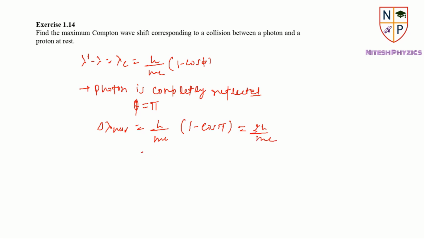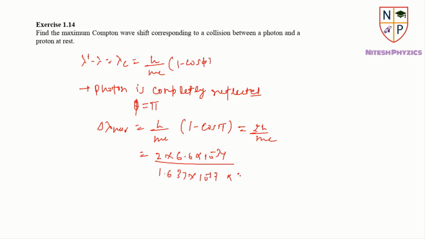Now put in all the values: 2 into 6.6 into 10 power minus 34 joule second upon the value of mass for a proton, 1.637 into 10 power minus 27 kg.